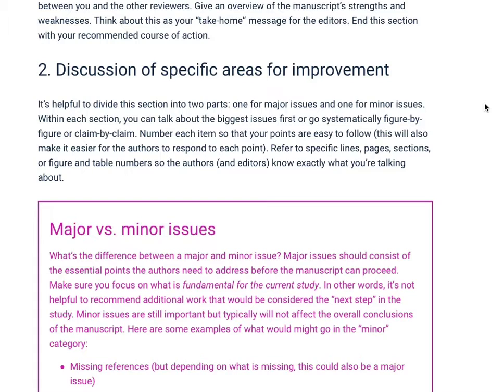As suggested in this PLOS paper, it's helpful to divide this section into 2 parts, one for major issues and one for minor issues. Within each section, you can talk about the biggest issues first, and then systematically go figure by figure or claim by claim. You want to number each item so that the points are easy to follow. This is very important. Refer to specific lines, pages, sections, or figure and table numbers so that the authors and editors know exactly what you're talking about.